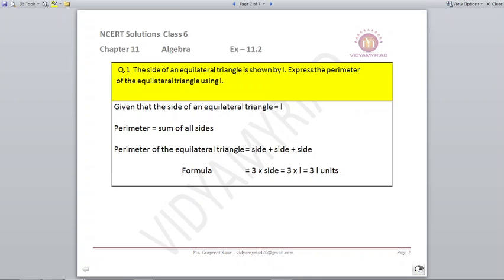The side of an equilateral triangle is shown by L. Express the perimeter of the equilateral triangle using L. Now here the side is given as L and we know the perimeter is the sum of all the sides. An equilateral triangle is made up of 3 sides. So what we can do to find out the perimeter? It is side plus side plus side, or the best way to do it is 3 multiplied by side. And what is side? Side here is L. So the answer will be 3L units.